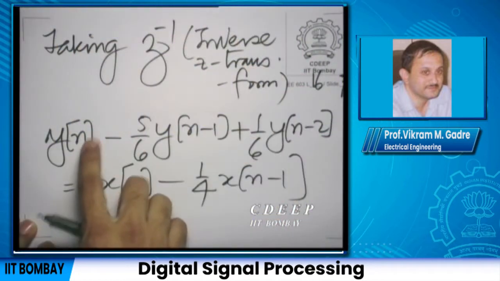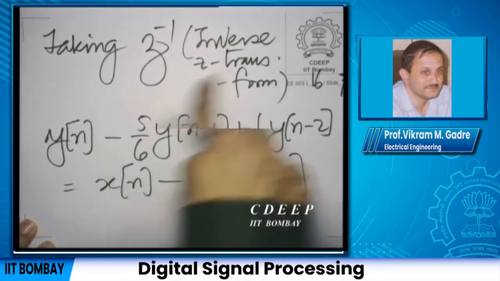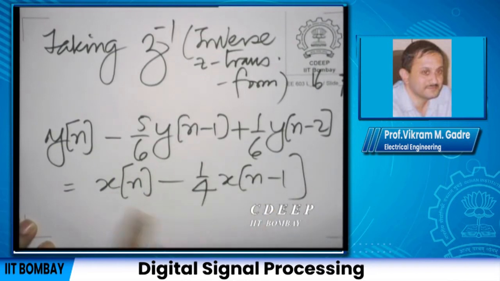You have y(n) minus 5 by 6 y of n minus 1 plus 1 by 6 y of n minus 2 is x(n) minus 1 by 4 x(n minus 1). And of course, we can rewrite this. What we want to do ultimately is to write y(n) in terms of past values of y and x and its past values.